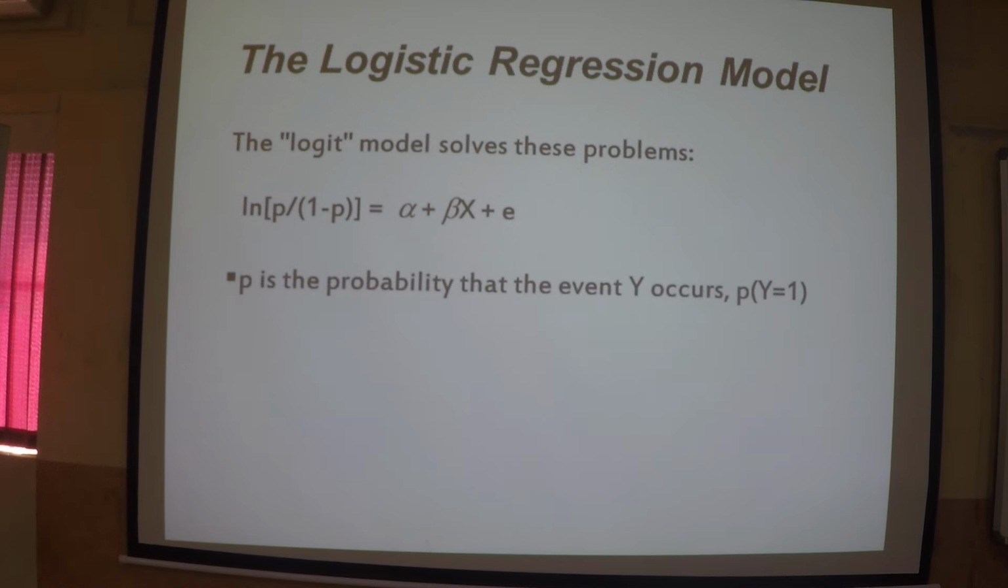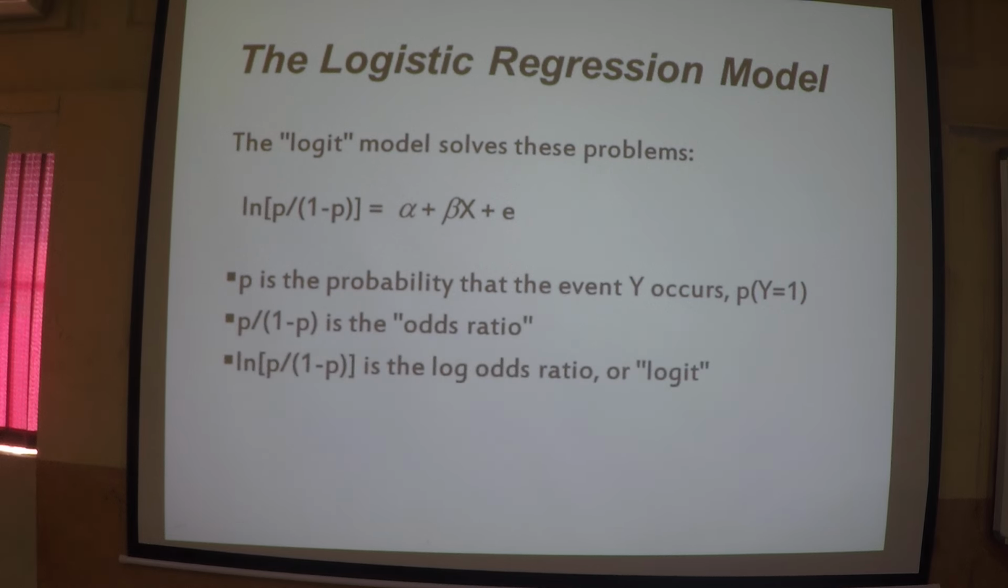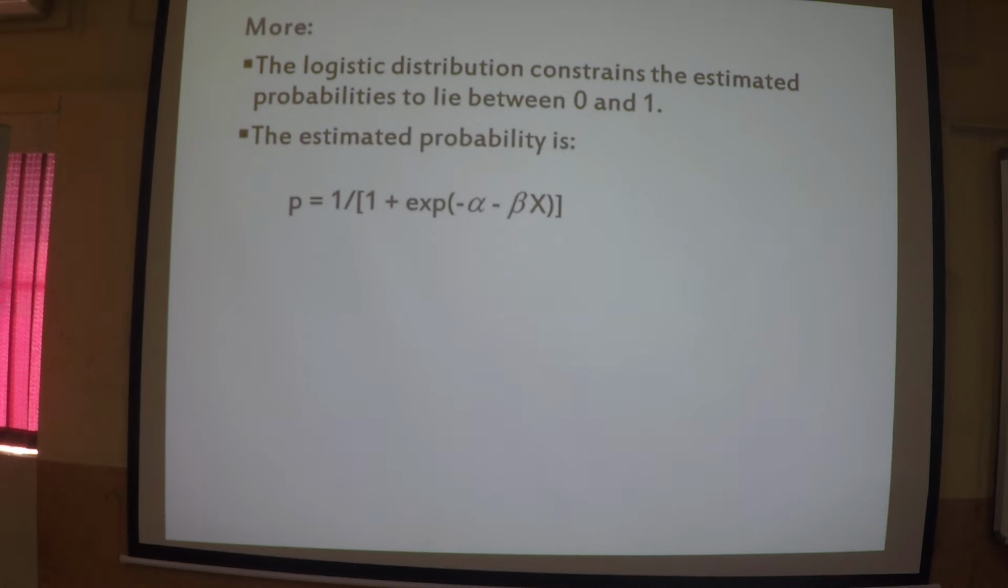So p is the probability that the event occurs, that y occurs, probability y is equal to 1, we know that, right? And that's why this ratio is called the odds ratio, and the natural log of that is the log odds. This is not really a good reason, but it's called a logit model. Now you see, this is the important idea. The estimated probability is p equals 1 upon 1 plus e raised to minus alpha minus beta x, right?